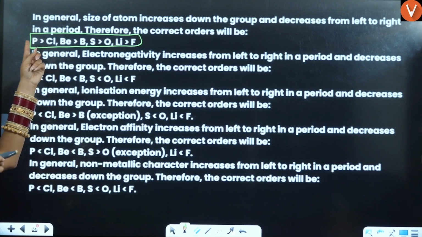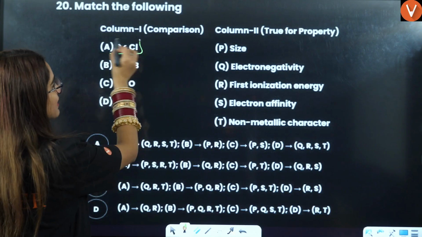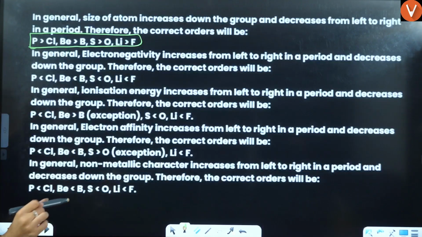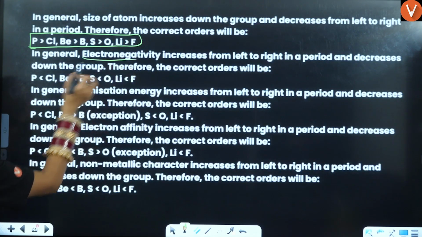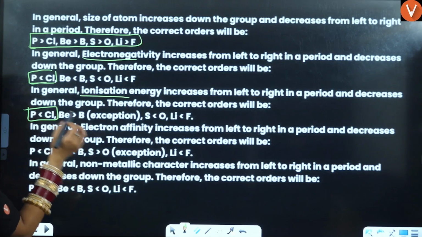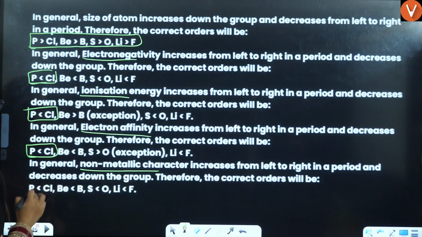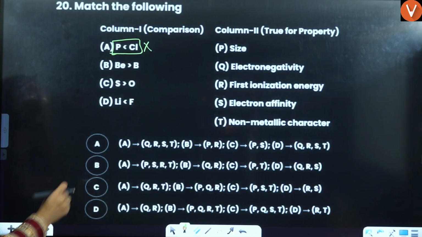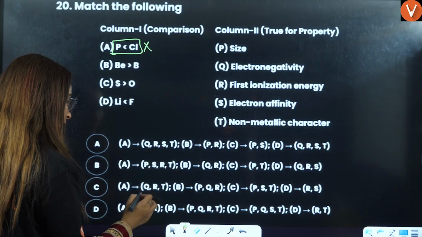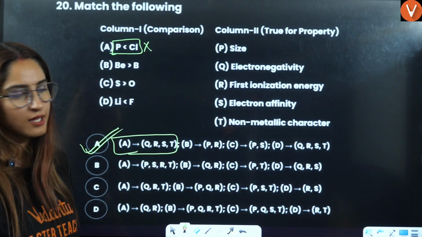So, for P and Cl, size of P is greater than Cl. Here we have P is less than Cl, so this is not fitting. But all the other properties are correct. If you talk about electronegativity, chlorine is greater. If you talk about ionization energy, chlorine is greater. Electron affinity, chlorine is greater. Non-metallic character, chlorine is greater. So, for A, Q, R, S, T are correct. From there only you will get the answer A as the correct answer.